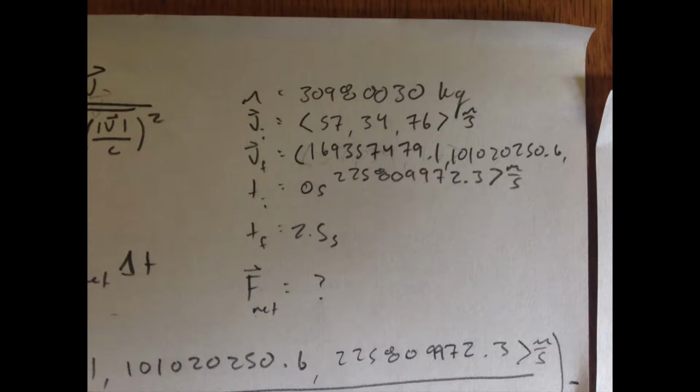velocity of 169357479.1, 101.020250.6, and 225809972.3 meters per second. Han has also told us that the time it takes to make the jump to light speed is always 2.5 seconds.